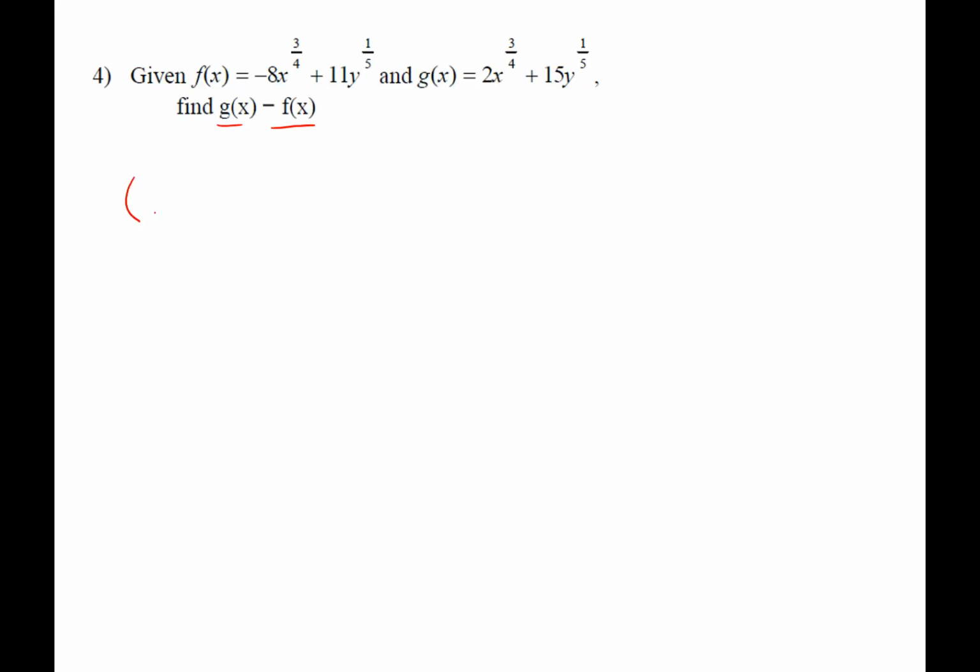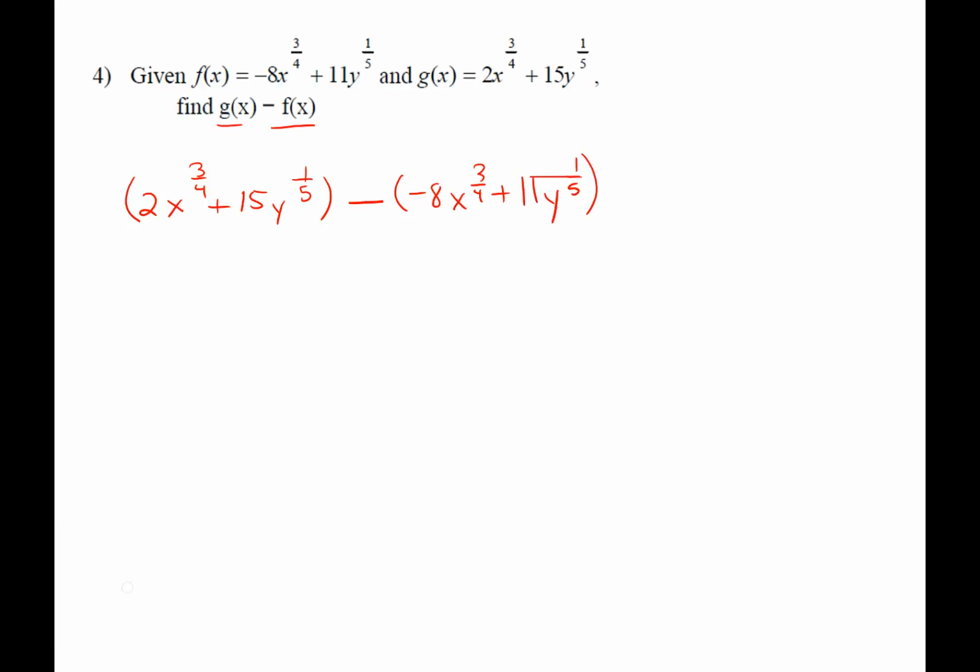So starting with the g of x function, 2x to the 3/4 plus 15y to the 1/5, minus, and then my f of x function, negative 8x to the 3/4 plus 11y to the 1/5.